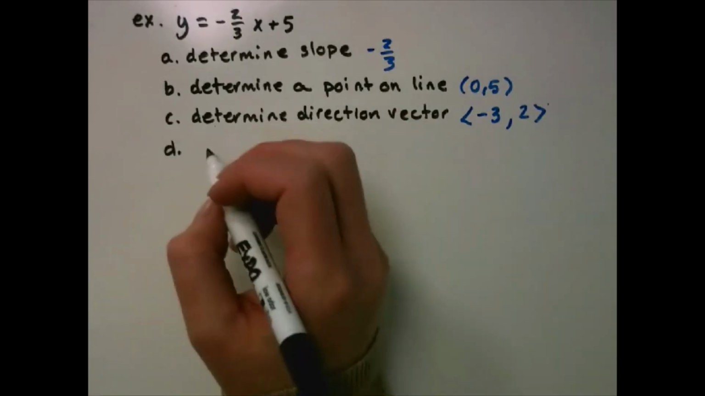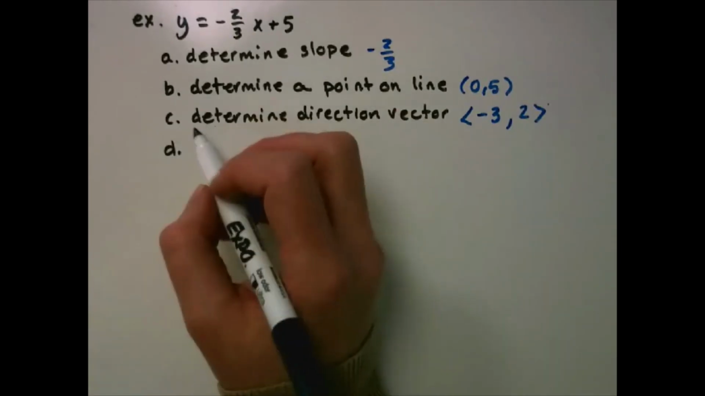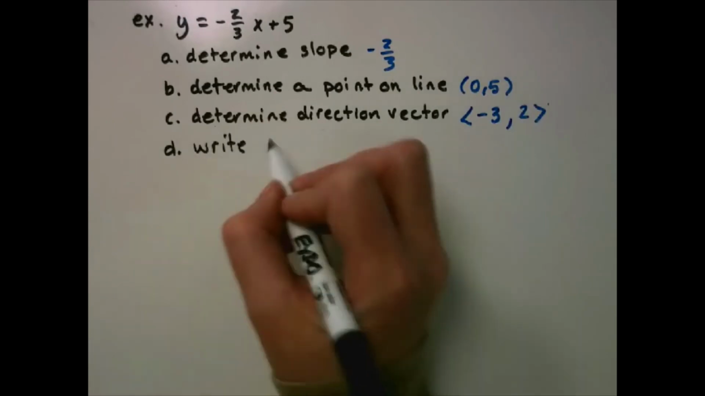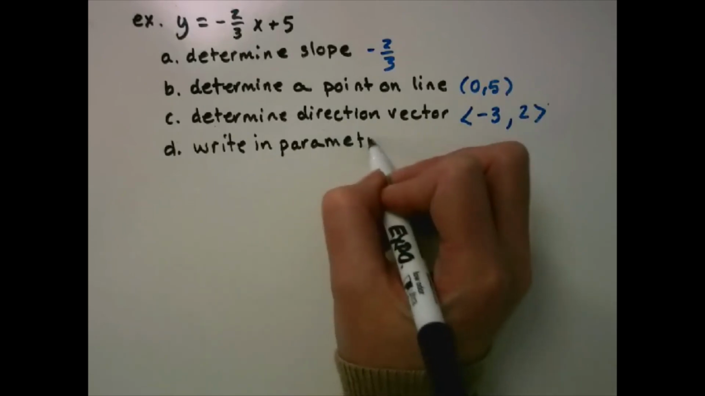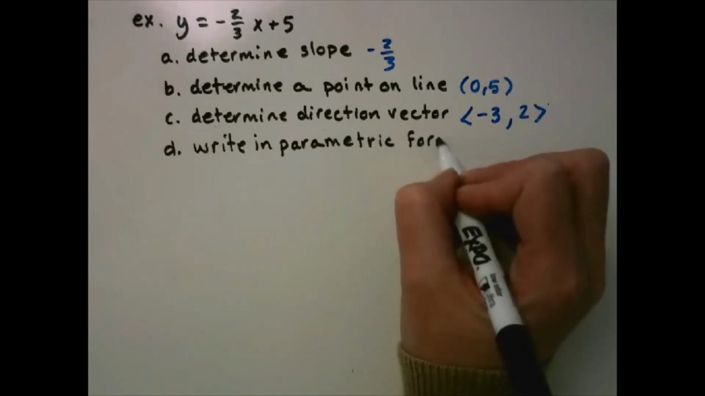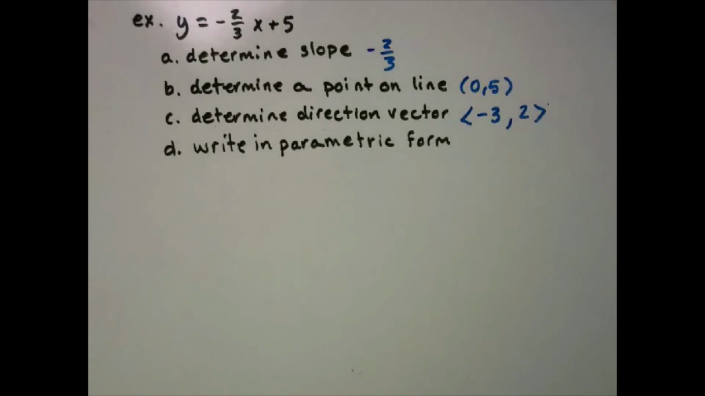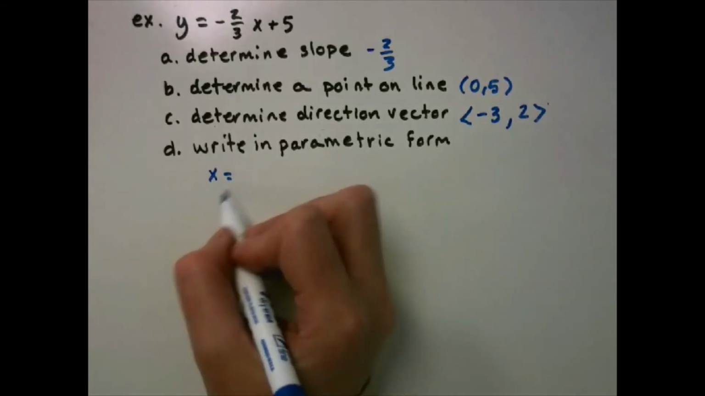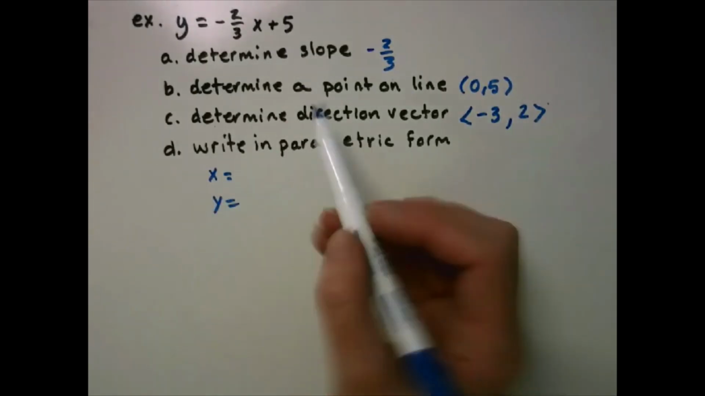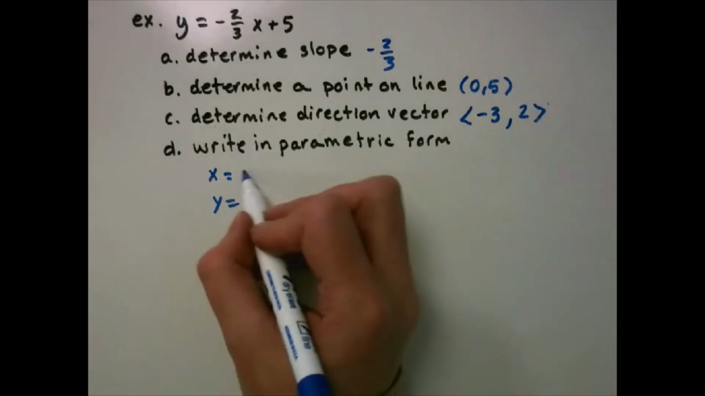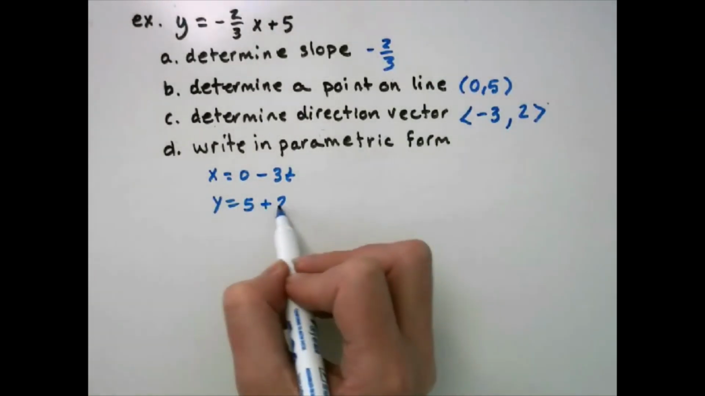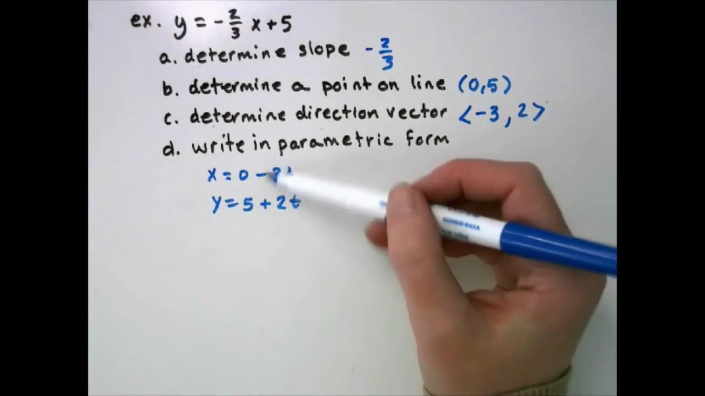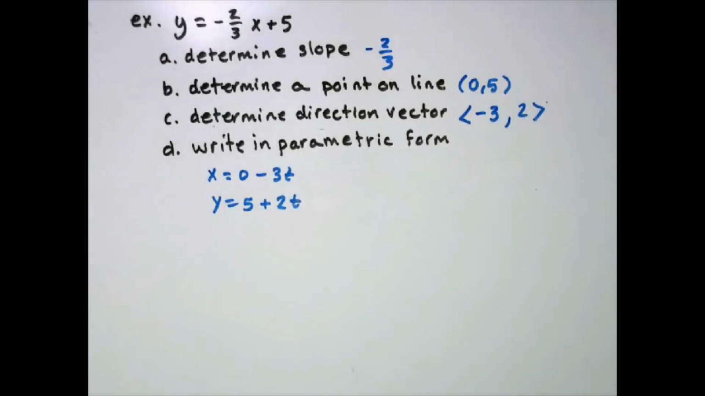Next, we're going to write in parametric form. So we've got our point and our direction vector. So we're just going to have x equals y equals. So we're going to have 0 minus 3t and 5 plus 2t. Or these are switched, and you don't necessarily need to write the 0 there.